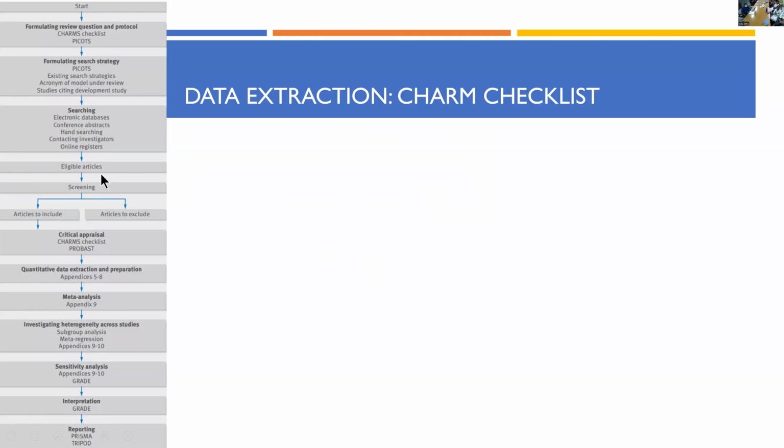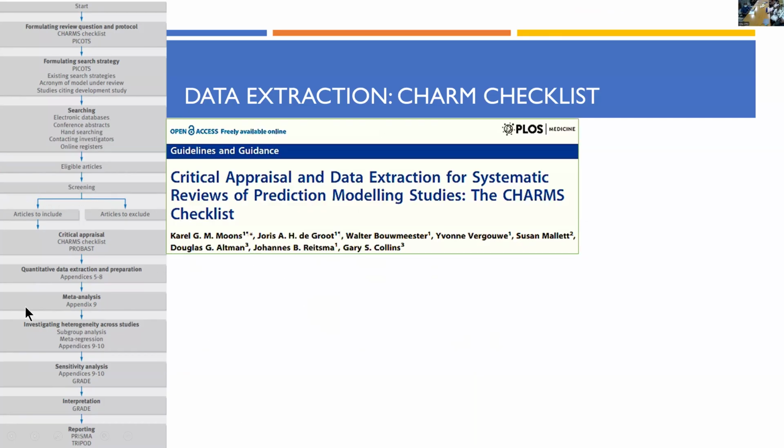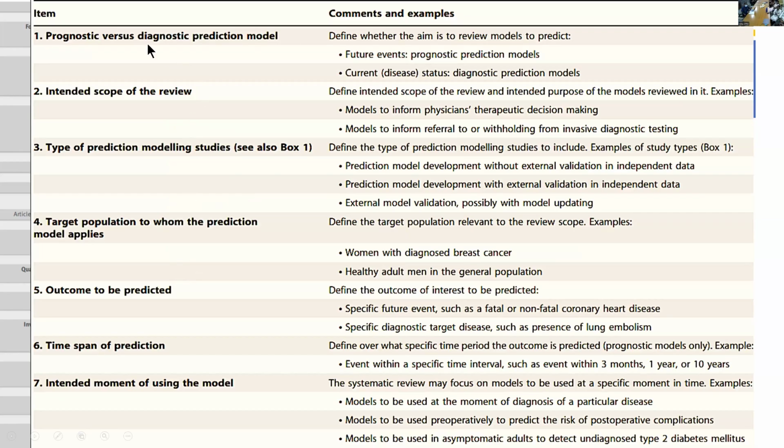Next, we come to data extraction. Now we are screening the articles and we have to extract data. One needs a checklist to know what data to extract from each modeling study. There's a checklist for that, which is called the CHARMS checklist.